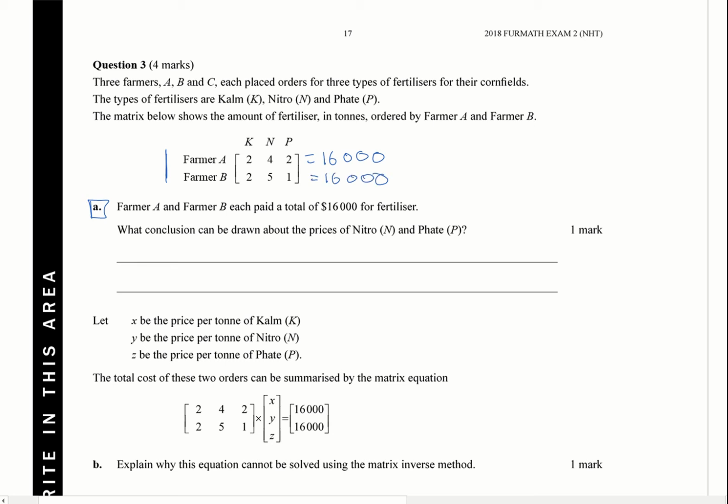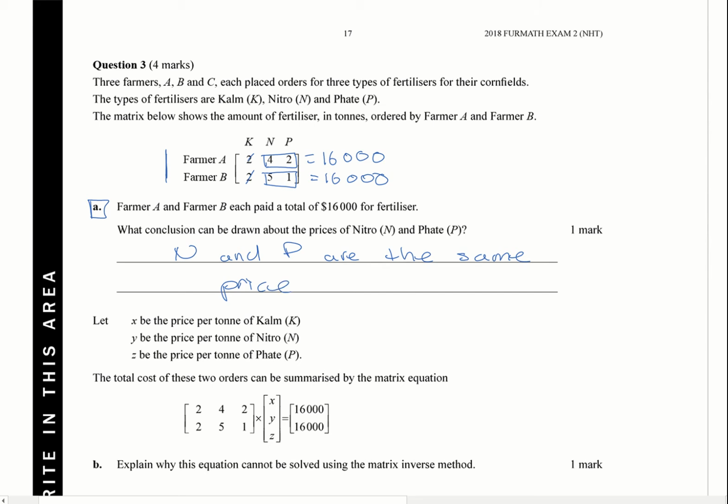So the best way to look at this is that you can almost ignore the K for the moment because they're both the same. Of these, I've still got 6 tons total of fertilizer from the 2 different types, and 6 tons here as well, but they've both paid the same amount. So basically, that's saying that N and P, those fertilizers, are the same price. That's what we can conclude from that. Let me just write that: the same price.